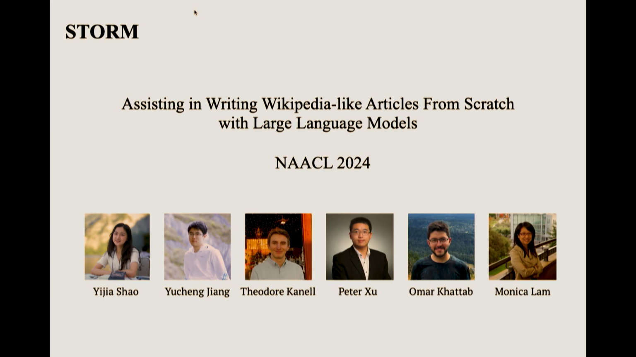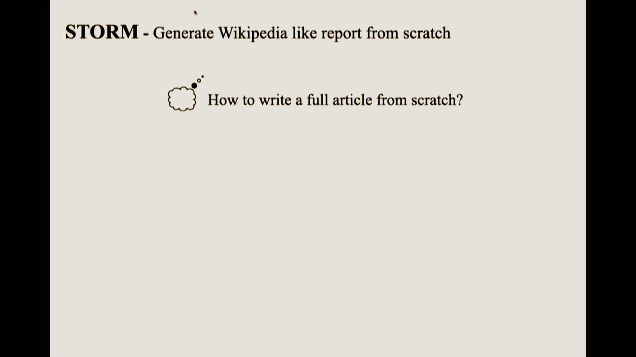So let's dive into Storm first. Storm is about writing Wikipedia articles from scratch. When we think about how to write a full-length article from scratch, what do we usually do? We probably first do some research and draft out the outline, and then we jump into the final writing. You don't usually start from the first line of your report and write all the way to the last, right?